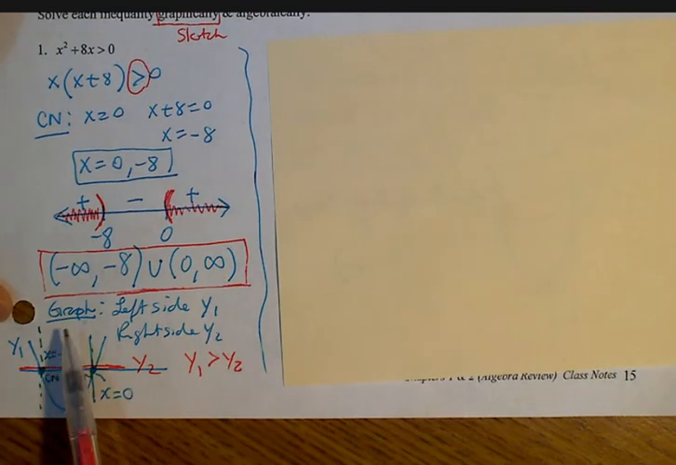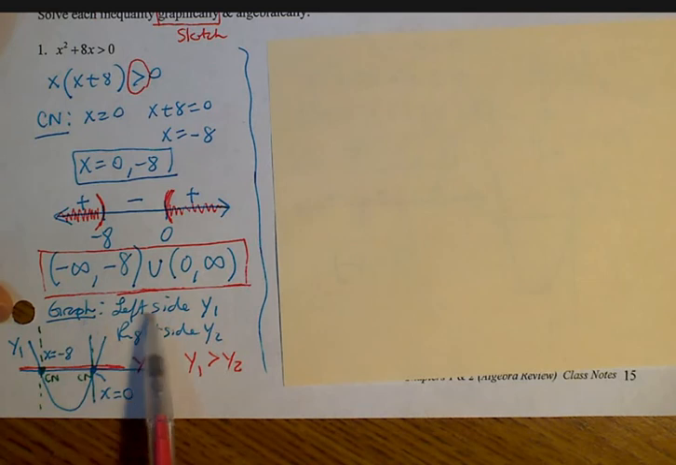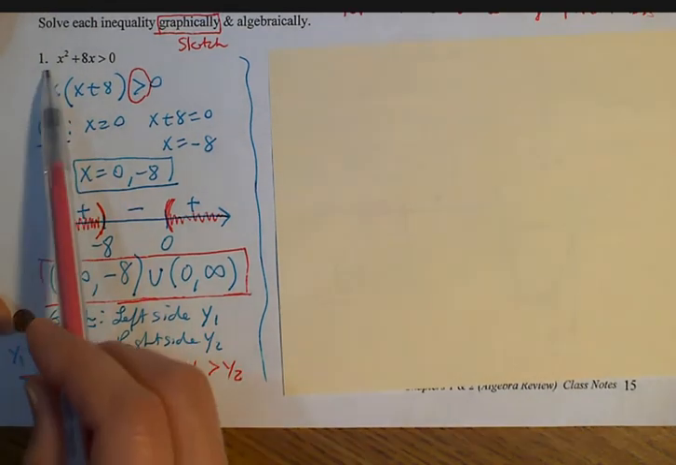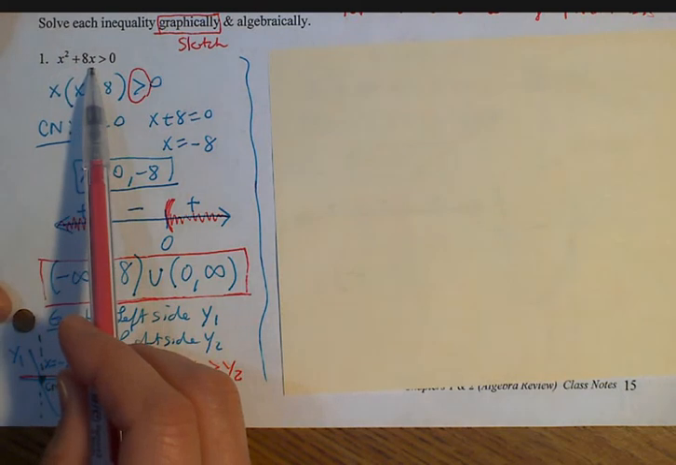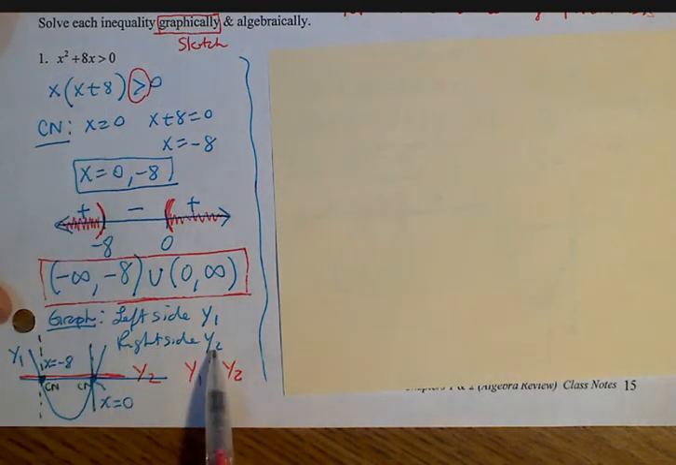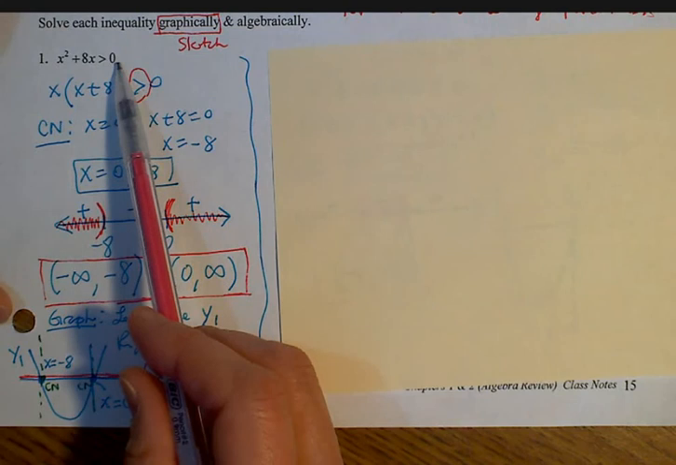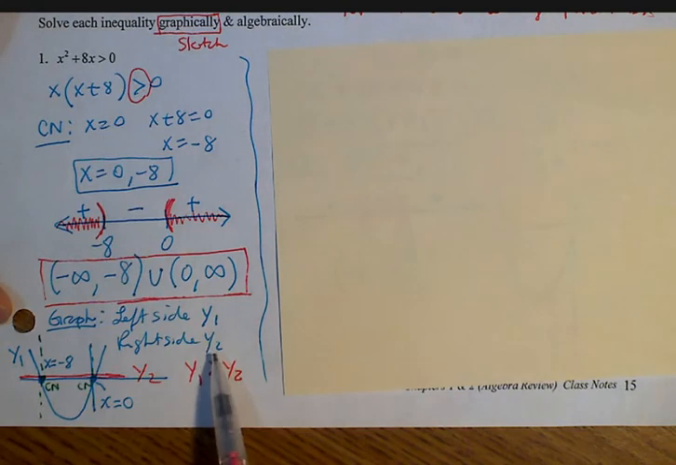Now on your graphing calculator, I'm going to graph the left side as y1. So I'll be putting in x squared plus 8x into my calculator. And then on the right side, I'll call that y2 of 0. So you should darken the y2, just make it a fat line.